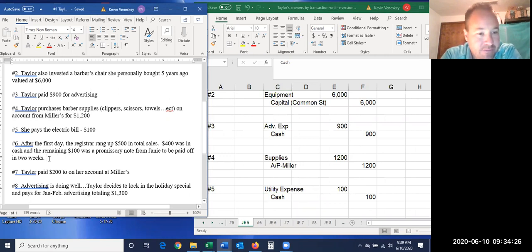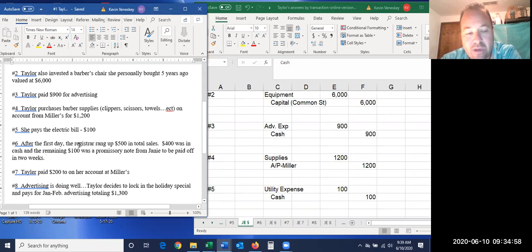All right, number 6. After the first day, we rang up $500 in sales. And then when we looked at the drawer, we saw that there was $400 there in cash, and then $100, kind of like a little IOU note from Janie that says she'll pay me in 2 weeks. And we took her word for it, and we said, okay, we'll do it. So we need to journalize this. We need to ask ourselves, what did the business get?